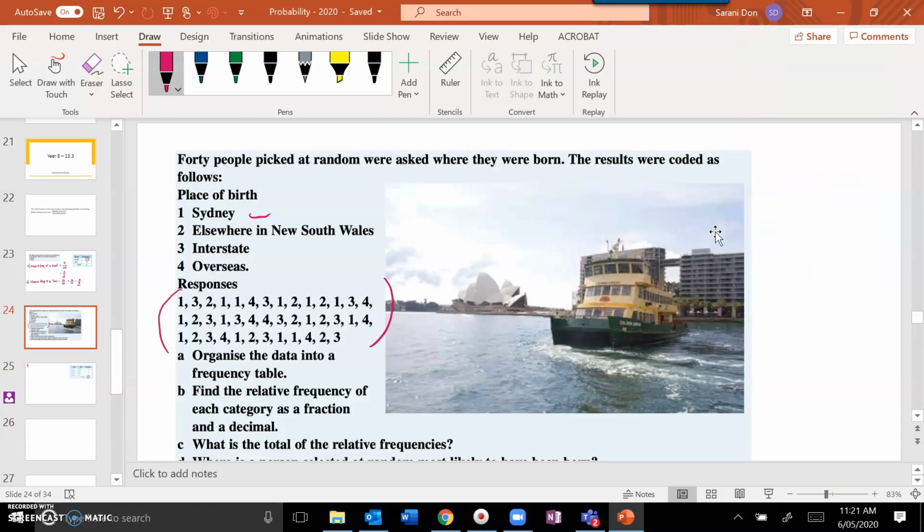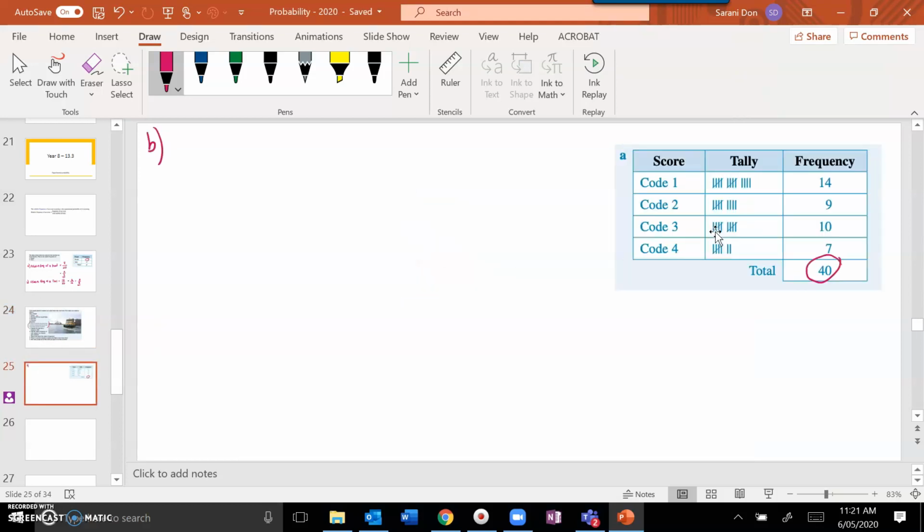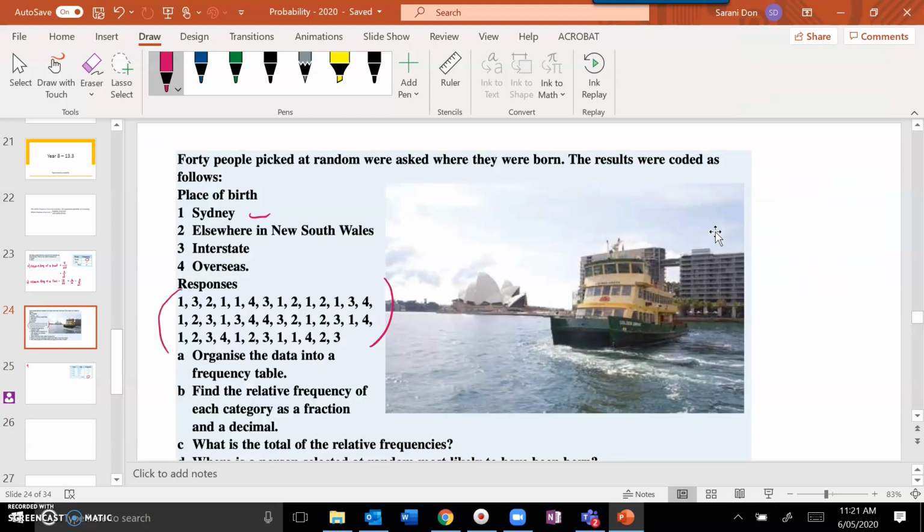And when you get questions like this, see how the data looks quite messy. So it's really easy to do a tally to make the data much clearer. By looking at this table, it's very easy to read compared to this. It's a bit messy. So that's why we learn how to put it into frequency tables.